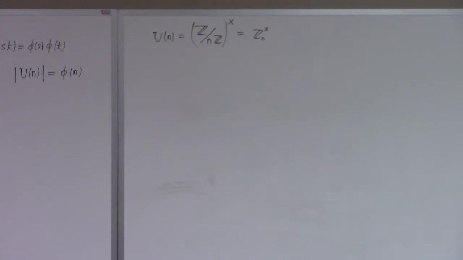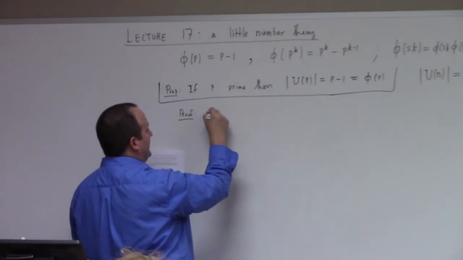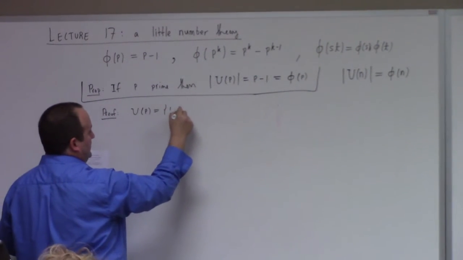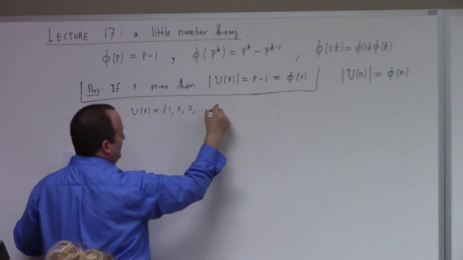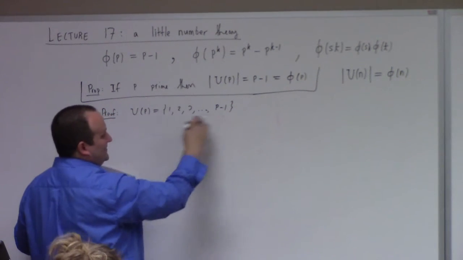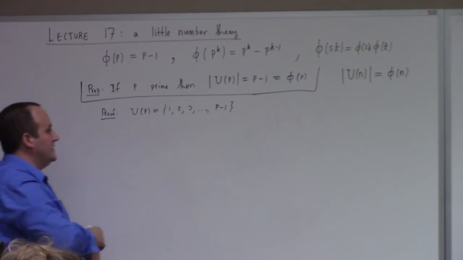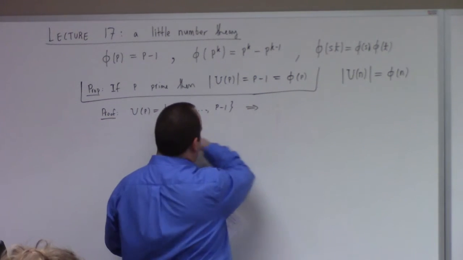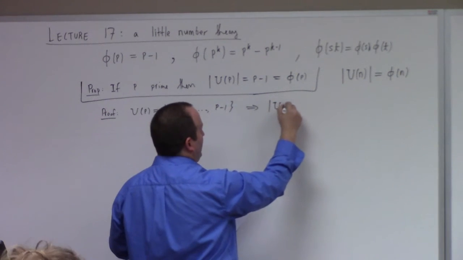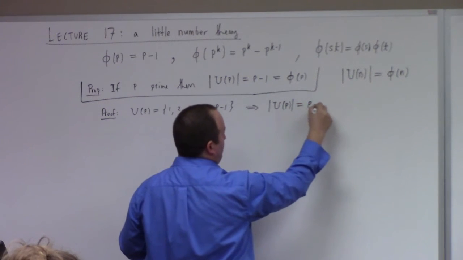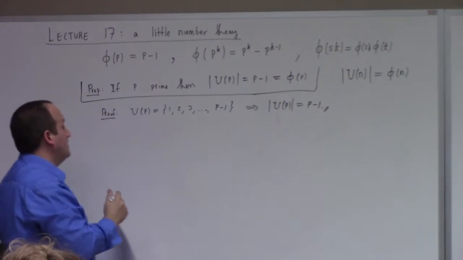Okay, so how do you prove this? The proof is really simple. It's just counting, right? 1, 2, 3, up to p minus 1. All of these numbers are relatively prime to p. How do you know that? P is prime. It's kind of the definition. The only divisors of p are itself and 1, in the positive integers. And so you can count the number of things in there, it is p minus 1, and that's it.